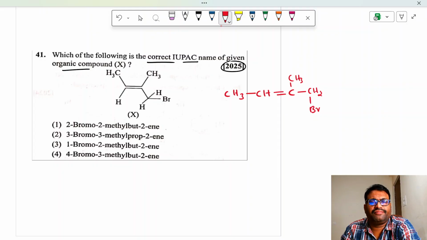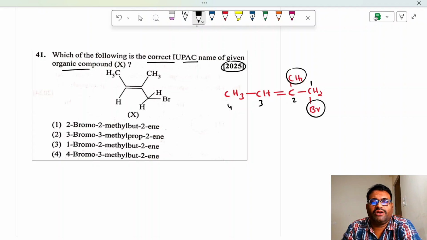Where do we start? We start from the right side, because if you start from left, the double bond comes at the second position. But if you start from the right side, you will find the substituent at the first position and the substituent at the second position. 1, 2, 3, 4. This will be the correct numbering. Then what will be the name of this compound? This is bromo. This is methyl. So 1-bromo, 2-methyl, but-2-ene.